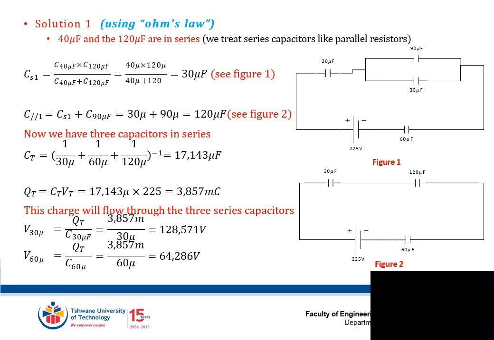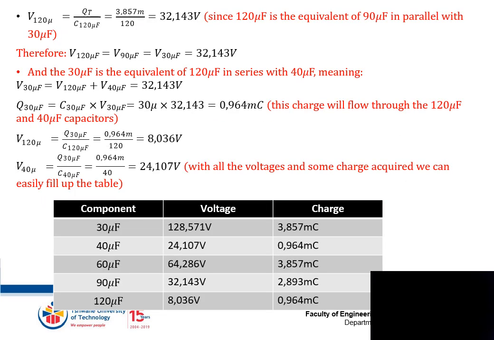So these three, 30, 120 and 60 will have the same charge. Then we can use this charge to calculate the individual voltages. So V30 will be equals to Q divided by C30, which will give us 128.571 volts. V60 will be QT over 60, which gives us 64.286 volts. Then for V120, it will be QT over C120, which gives us 32.143 volts.